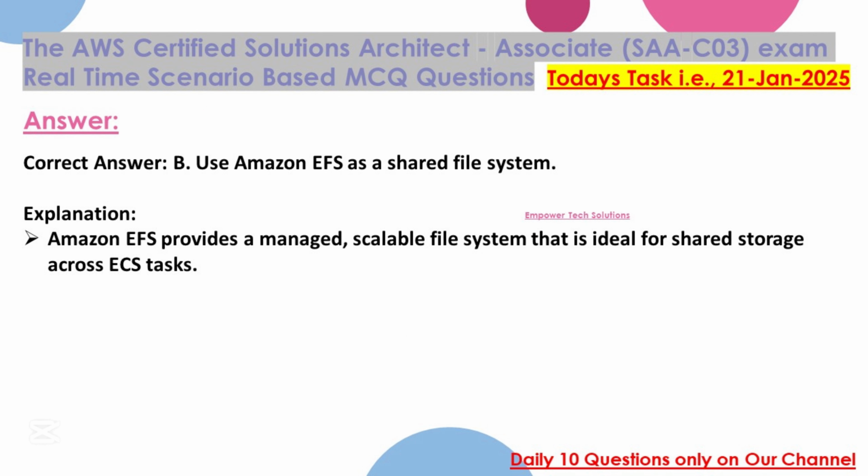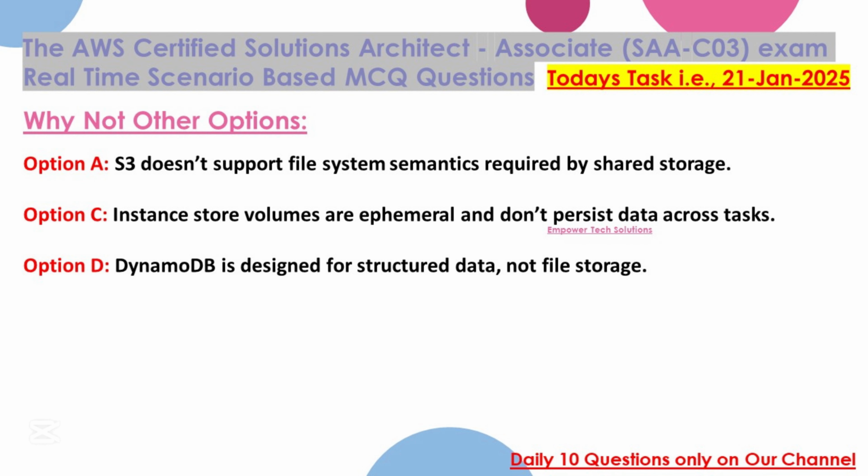Correct answer: B. Use Amazon EFS as a shared file system. Explanation: Amazon EFS provides a managed, scalable file system that is ideal for shared storage across ECS tasks. Why not other options? Option A. S3 doesn't support file system semantics required by shared storage. Option C. Instance store volumes are ephemeral and don't persist data across tasks. Option D. DynamoDB is designed for structured data, not file storage.